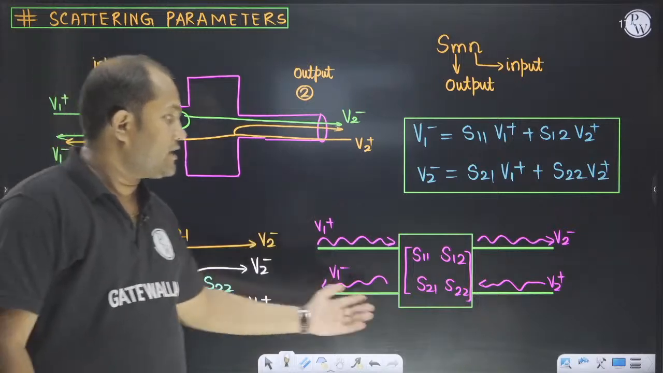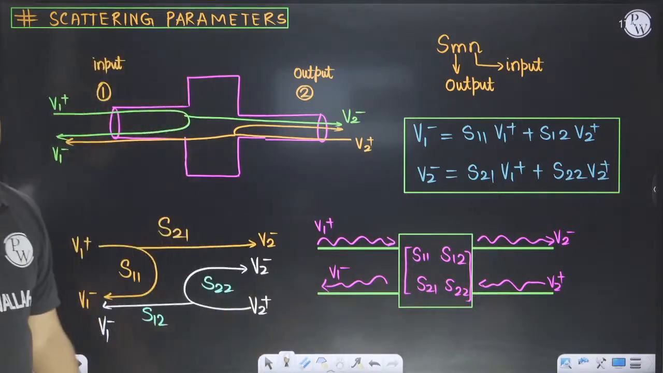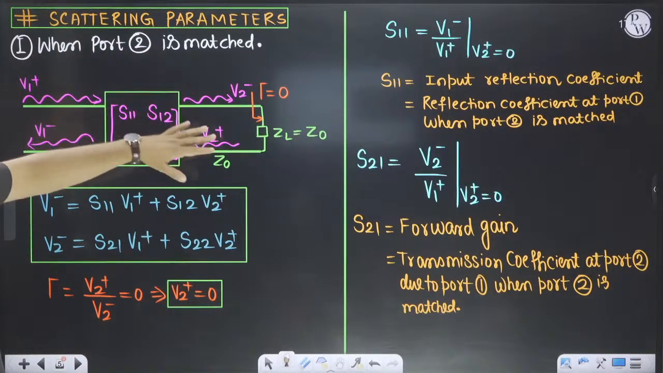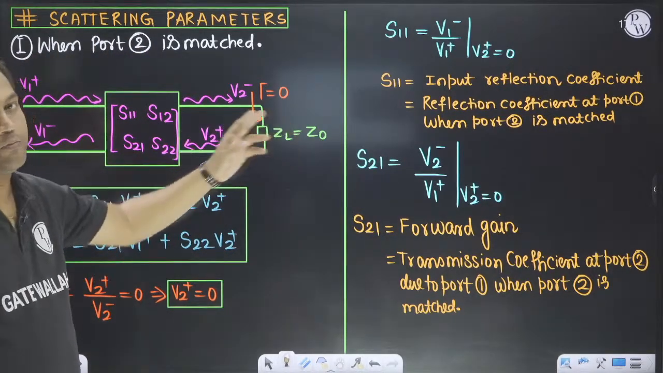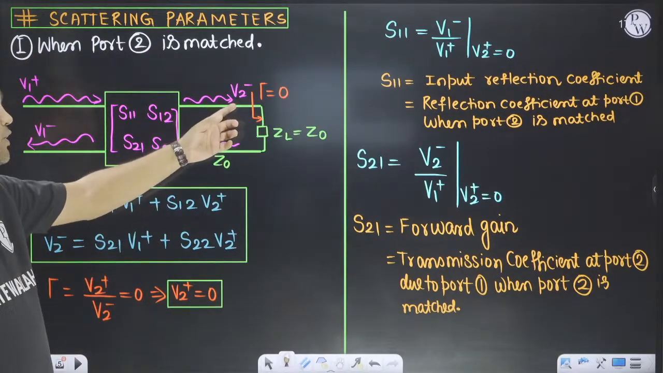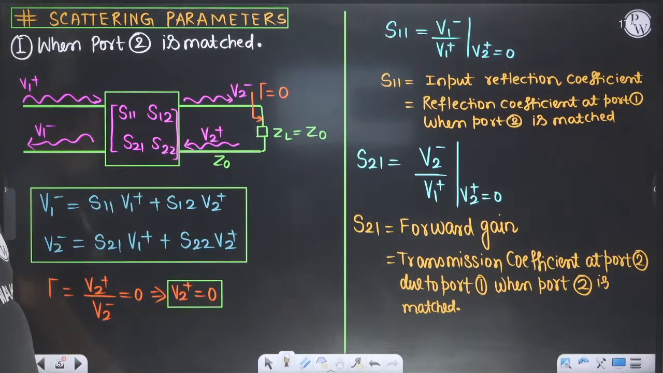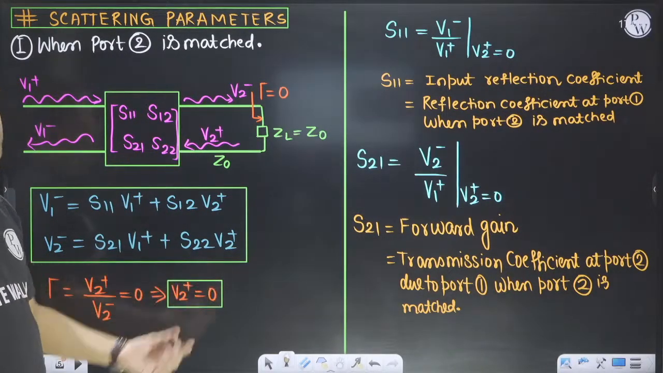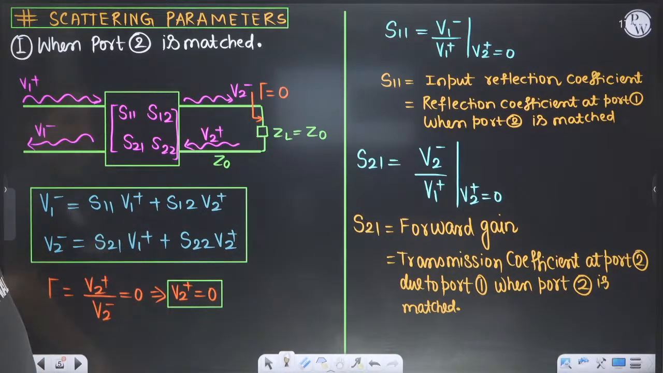This is our S parameters scattering matrix diagram. Then we discussed that when port 2 is matched, V2 plus is 0 because the reflection coefficient is 0. V2 minus is incident, V2 plus is reflected, and since the reflection coefficient is 0, V2 plus will be 0. Putting V2 plus equal to 0, you can define S11 and S21.